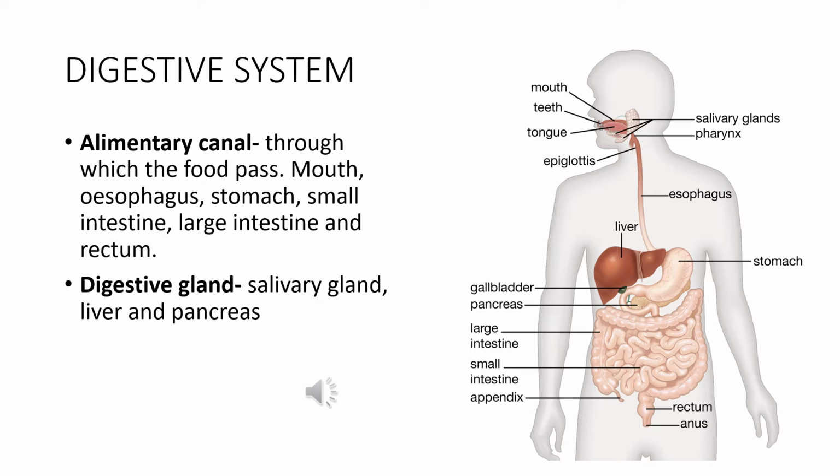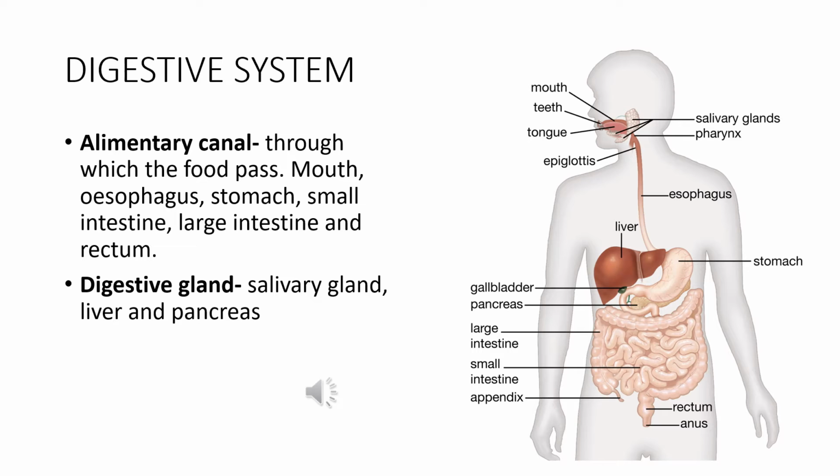One is called the alimentary canal, which starts from the mouth, then continues as the esophagus, then into the stomach, and then into the small intestine, then the large intestine, and then ends at the anus. So this is a long continuous tube structure. These are the parts of the alimentary canal, the parts through which the food is passed.